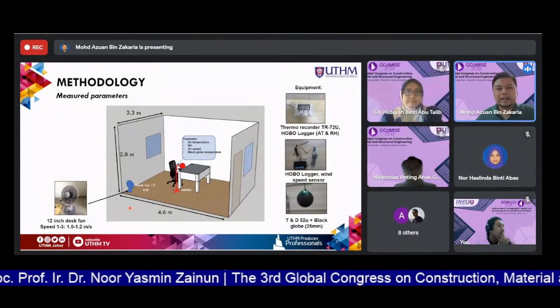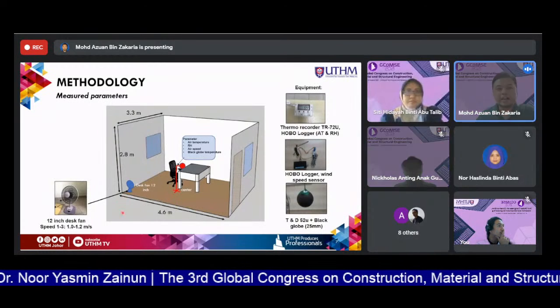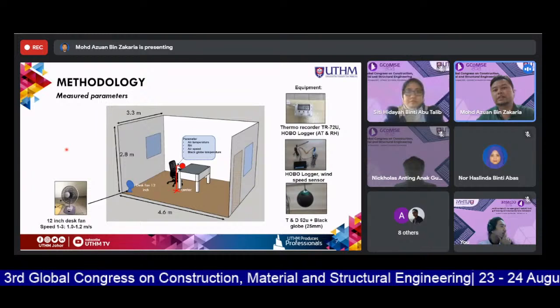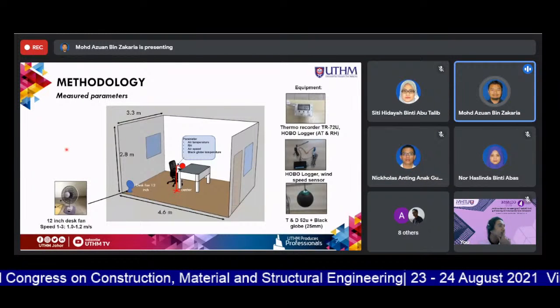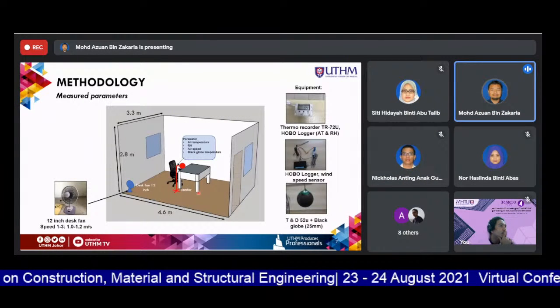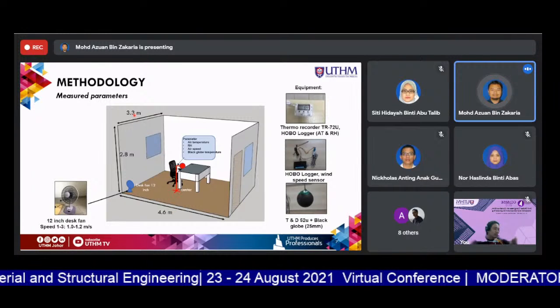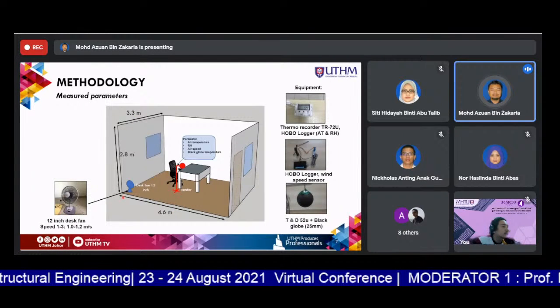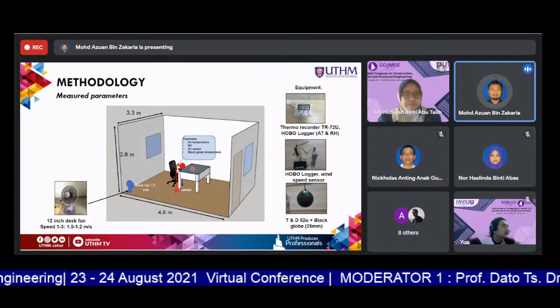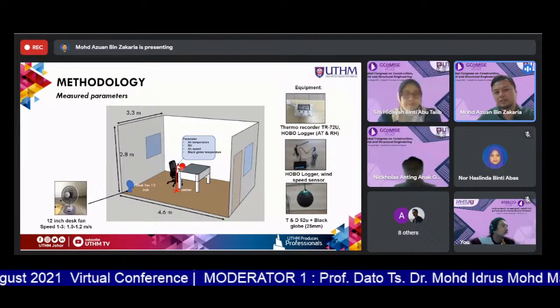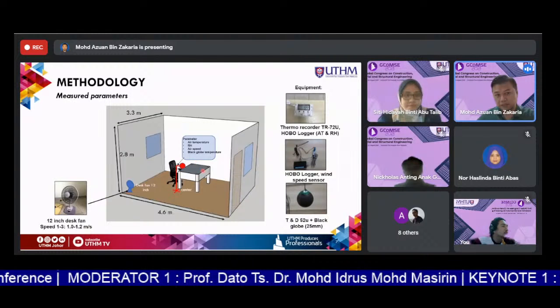Okay, this is the experiment setup. The minimum requirement is according to the thermal comfort of the room. Our layout is like this. The room is around 4.6 meters by 3.3 meters in width and 2.8 meters in height. The measurement equipment is located at the center of the room, with all the related parameters.